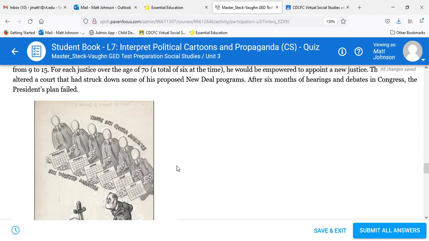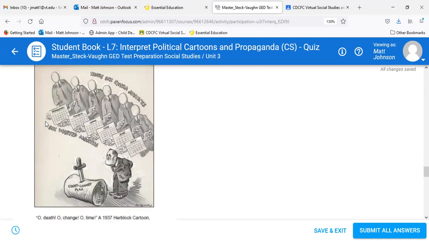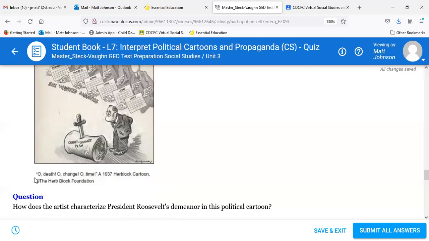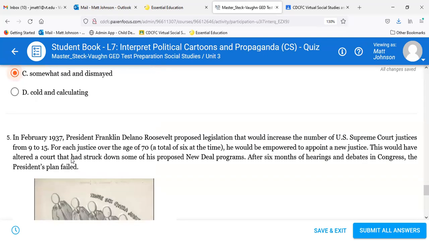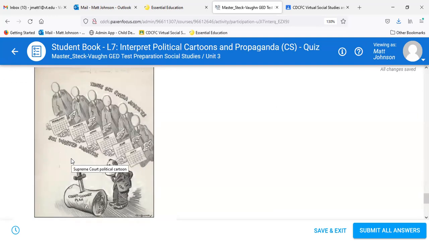It's unlikely, and it's more talk than anything, but it took about 6 months, and that's what this cartoon is representing here in the calendars. And the cartoonist is basically stating that this was a waste. Roosevelt wasted 6 months of time, effort, energy, trying to expand the court. And that's kind of what it's representing here. The little title underneath says, "Oh, death, oh, change, oh, time," 1937.